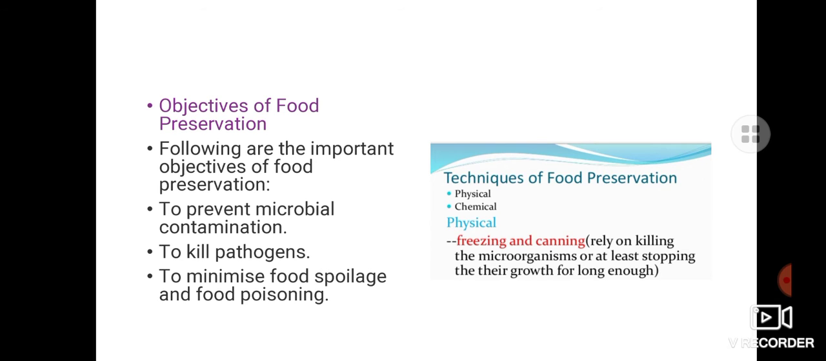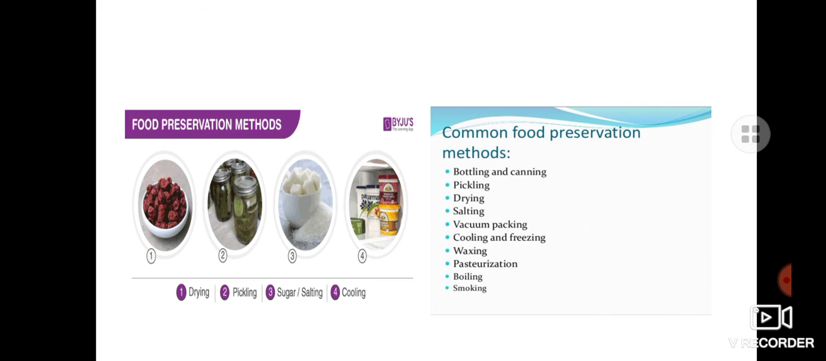What are the objectives of food preservation? To prevent microbial contamination, to kill pathogens, and to minimize food spoilage and food poisoning. Now which techniques are used for food preservation? There are generally two techniques: physical methods and chemical methods. Common methods are bottling and canning, pickling, drying, salting, vacuum packing, cooling and freezing, waxing, pasteurization, boiling, smoking. There are many food preservation methods, but according to the 8th standard textbook, only a few limited methods are given, and we will discuss them in today's video.